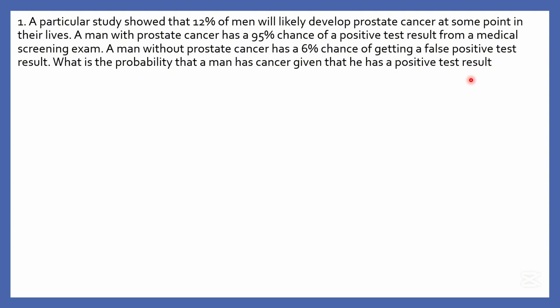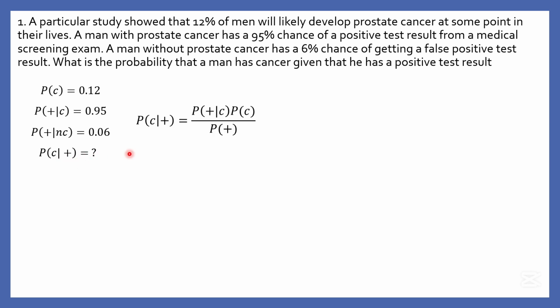Let's first lay out the information given. The probability of a man getting cancer is 12%, which is 0.12 in decimals, and the probability of a man getting a positive test result given that he has cancer is 95%, which is 0.95. And the probability of a man without prostate cancer getting a false positive test result is 6%, which is 0.06. Now, what we're looking for is the probability of a man having cancer given that he has a positive test result.